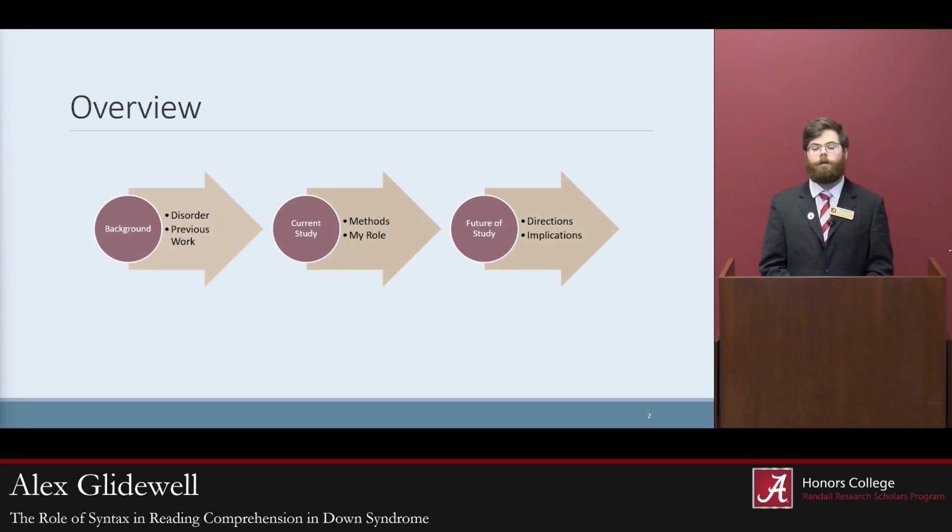So before we get started, I'm going to give a brief overview of what we're going to be discussing today. First and foremost, I'm going to give some background on our research. We'll be looking at Down syndrome as a disorder, as well as some previous literature on reading comprehension in Down syndrome. Then we're going to be discussing the current study, so the study's methods, its participants, as well as my role in the study. And then last, we're going to be looking at the future of the study, so the direction we're taking from here in the near future, as well as the implications of our research.